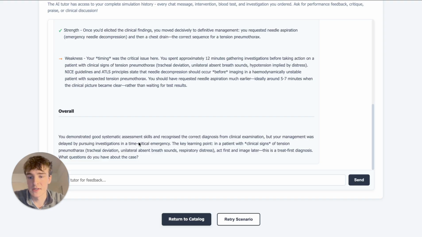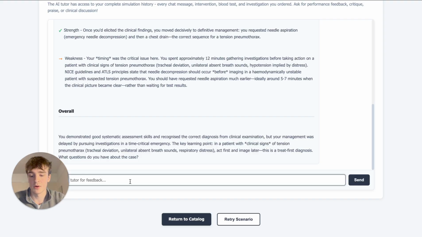So overall, good systematic assessment skills and we recognised the correct diagnosis from clinical examination, but our management was delayed, with the key learning point being that in a patient with clinical signs of tension pneumothorax, act first and image later. This is a treat-first diagnosis, and then we can ask more questions about the cases.